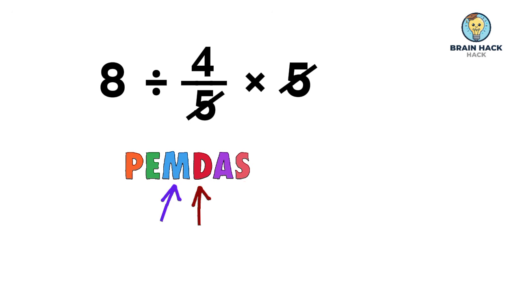Remember, multiplication and division have equal priority. So when both appear, solve from left to right. The same rule applies to addition and subtraction.